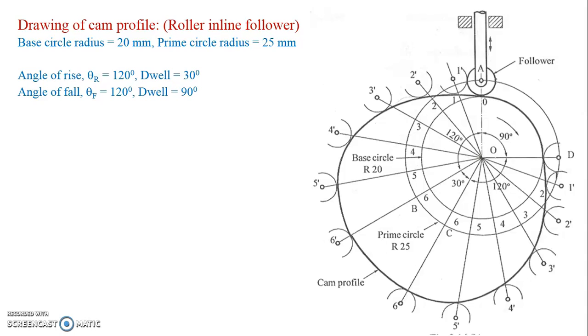After that, from the displacement diagram, measure the lengths of 1 dash, 2 dash, 3 dash, 4 dash. Then with center at 1, 2, 3, 4, start drawing the arcs to get 1 dash, 2 dash, 3 dash, 4 dash, 5 dash, and 6 dash. After getting all these points, with the radius equal to the radius of the follower, start drawing circles from 1 dash, 2 dash, 3 dash, 4 dash, 5 dash as centers, with radius equal to 5 mm, which is the radius of the follower. Once you get that, draw a smooth curve to get the CAM profile.